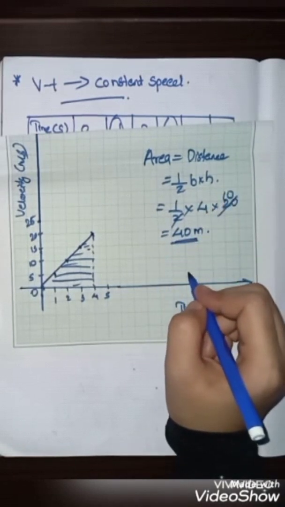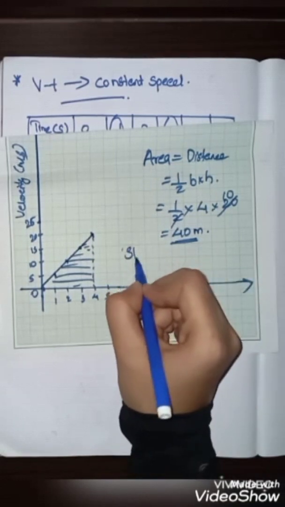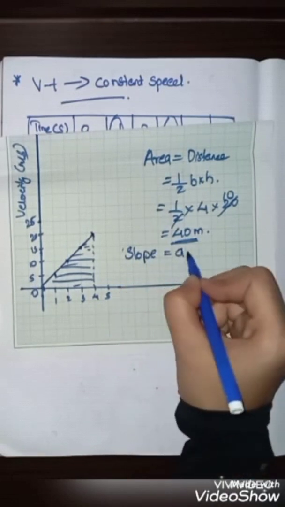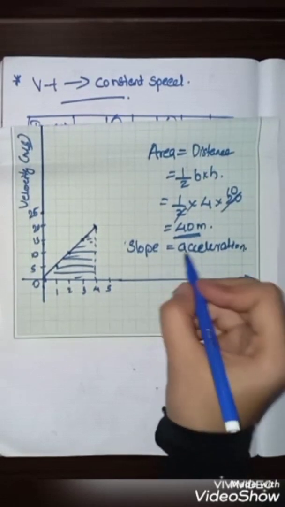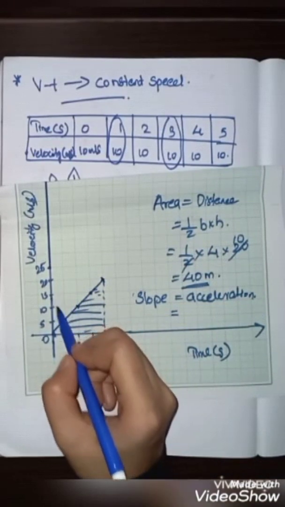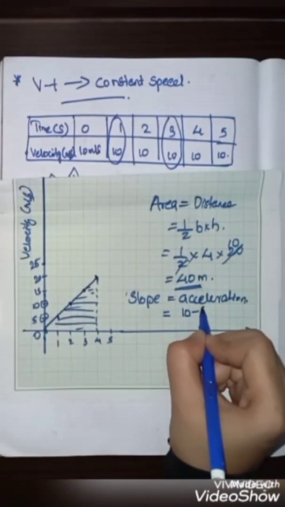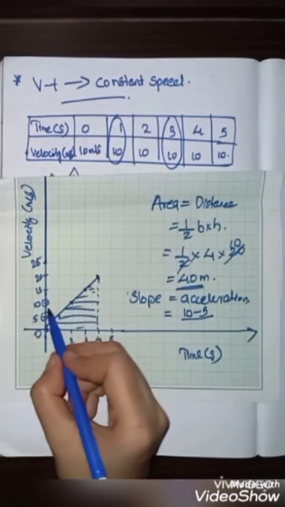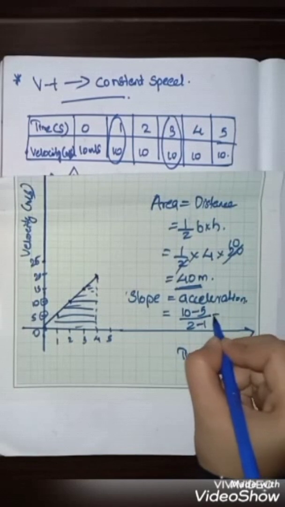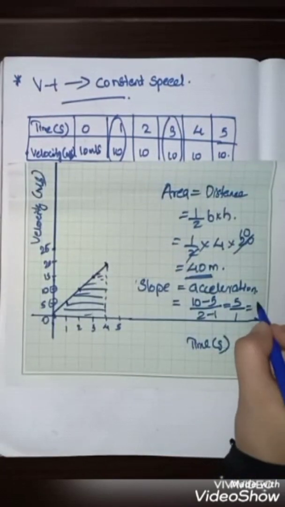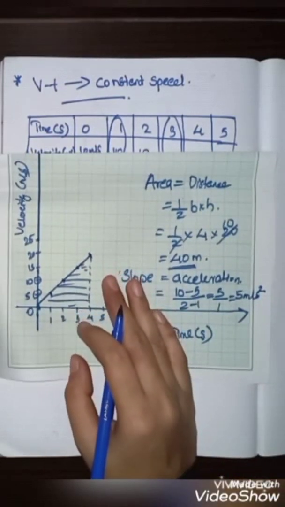Then what will be its slope? We know the slope of this graph is equal to acceleration. That is, slope is equal to acceleration. Then slope of this graph is equal to, we can take the 2 points, this and this, that is 10 minus 5 by, for corresponding 10 it is 2 and 1, that is 2 minus 1, that is 5 by 1, that is equal to 5 meter per second square.